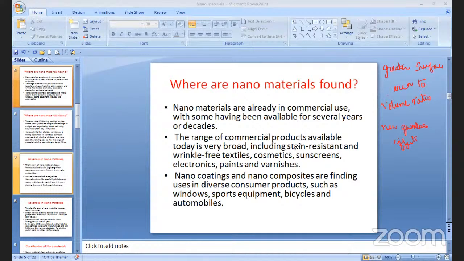stain-resistant and wrinkle-free textiles. So already we are using these stain-resistant and wrinkle-free textiles. And in the case of cosmetics, we are also using these nanomaterials. And in the case of sunscreens we are using these nanomaterials, as well as in electronics, and paints as well as varnishes.